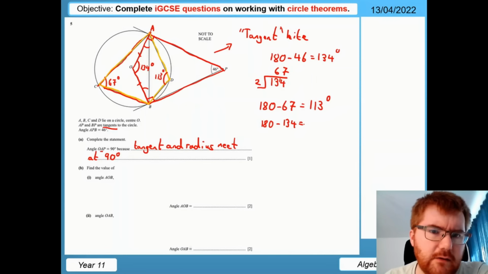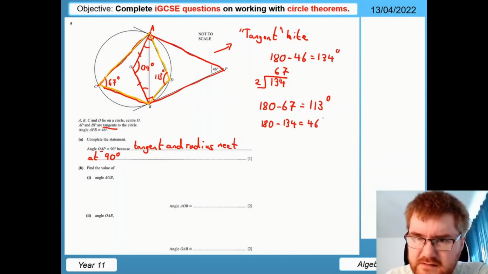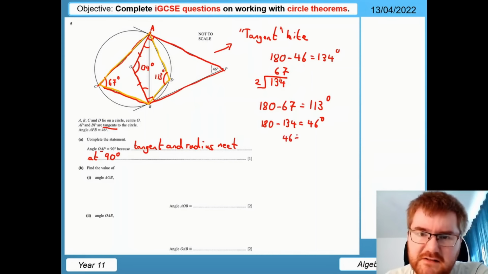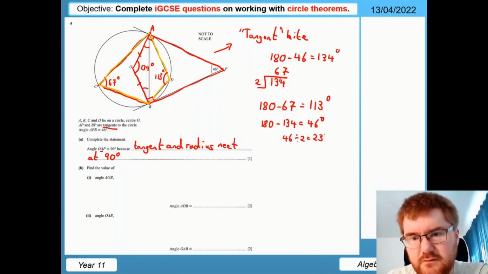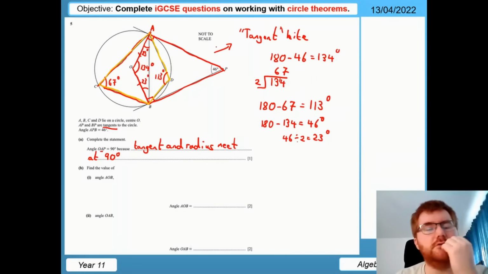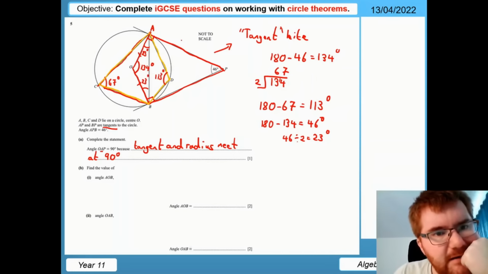That's going to be equal to 46. And then to work out one of these angles, we just do 46 divided by 2, which is equal to 23. So this angle here is 23 degrees. This angle here is also 23 degrees as well. Is there any other angle that comes to mind to work out?